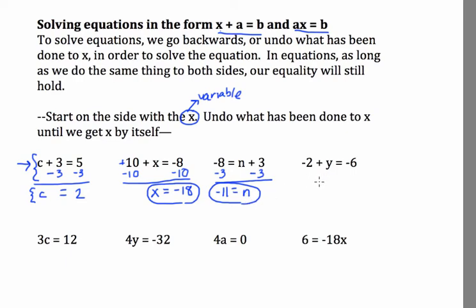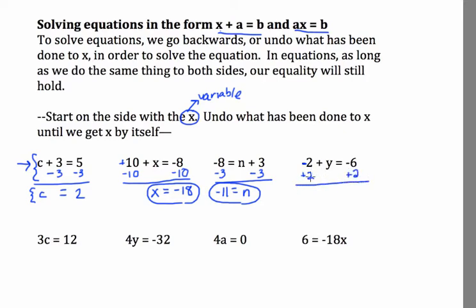Negative 2 plus y equals negative 6. Got a y here. Start on the side with the variable. Undo what's been done to the variable. So I've got a minus 2. Since this minus sign is here, to undo that, I want to add 2. That's how I'll make that add up to be 0 to get out of there.